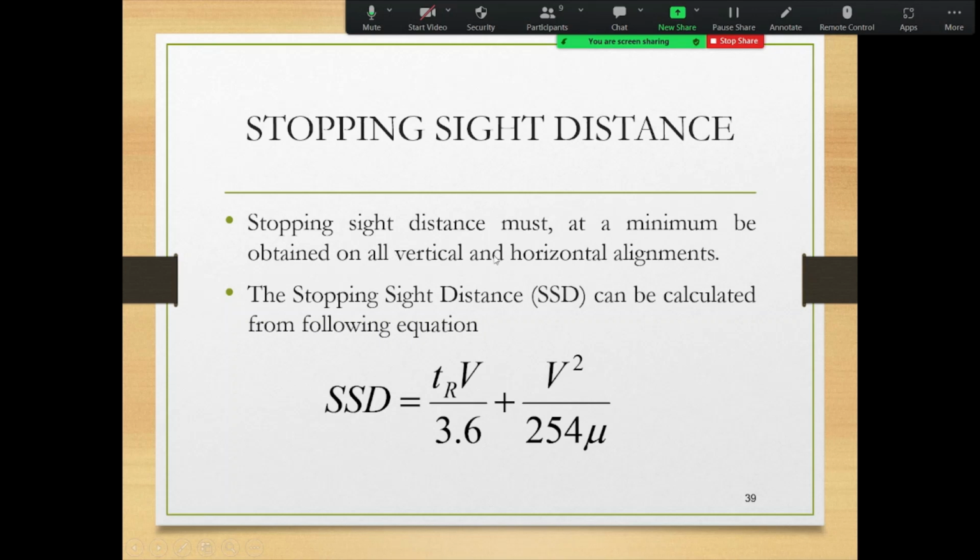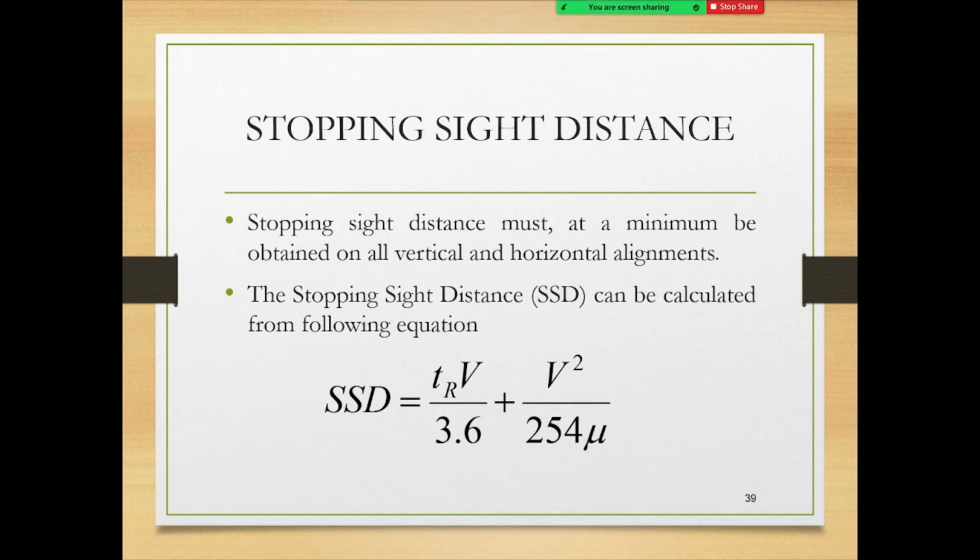Stopping sight distance must at a minimum be provided on all vertical and horizontal alignments. Why? If the stopping sight distance is not provided, it will be an accident-prone road, right? Then the stopping sight distance can be calculated from the following equation: SSD = TR·V/3.6 + V²/(254μ). So what is this? TR is the total reaction time.